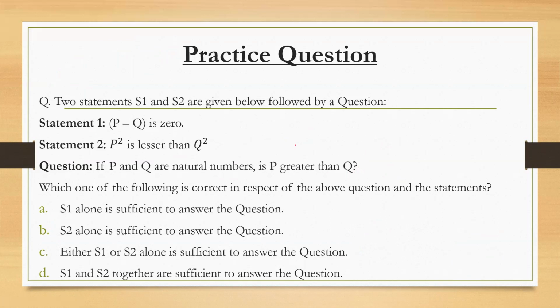Okay, again, the same kind of formula. Is P greater than Q? You should get either a definite yes or a definite no. Okay, so statement 1 says P minus Q is 0, and statement 2 says P squared is less than Q squared. Which statement answers your question? Find out.